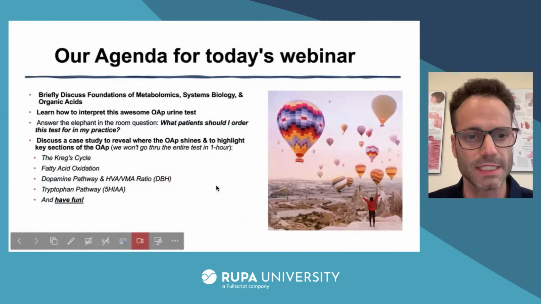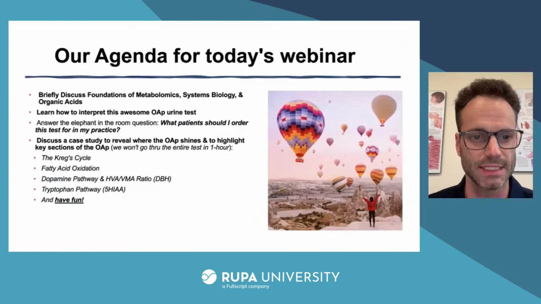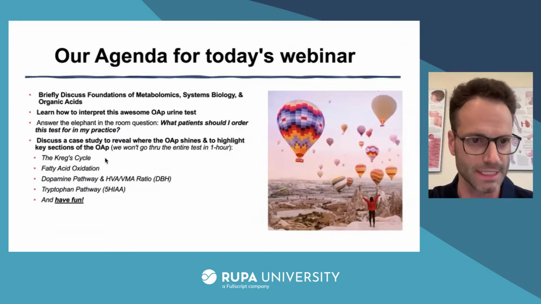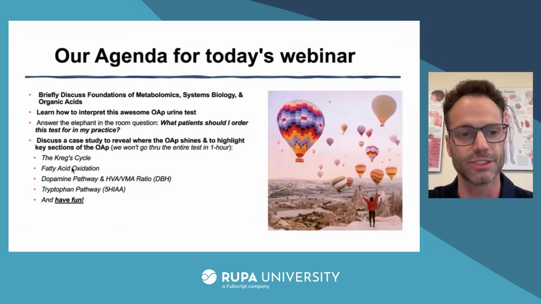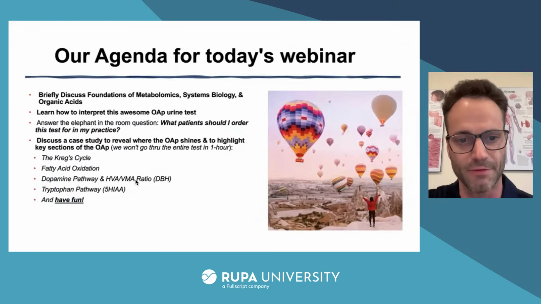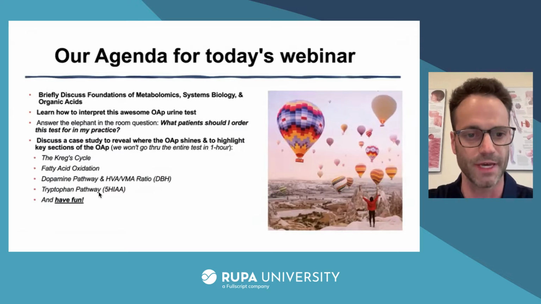Okay. So we're going to talk specifically about organic acid testing in light of ADD, as mentioned, and there are specific parts of the test. The test is over 70 analytes. So you'll be able to ascertain how to utilize the test, specifically going through things like the Krebs cycle, fatty acid oxidation, in the results with your patients. Specifically, we're going to really highlight dopamine and the EA-VMA ratio. And we'll talk about dopamine beta hydroxylase there and the tryptophan pathway with 5-HIAA.